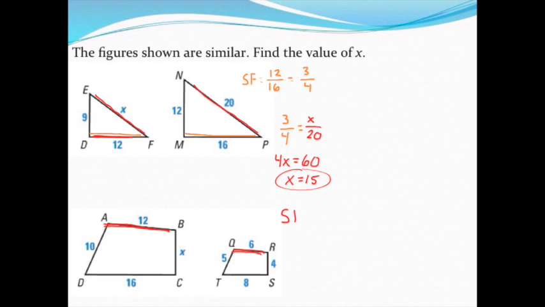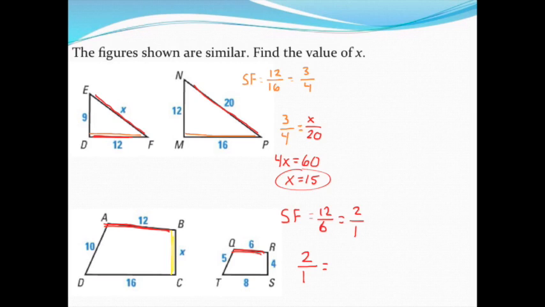Setting up our scale factor then, I can see that I'd have 12 over 6, which of course simplifies to just 2 over 1. In other words, the bigger figure is twice the size of the smaller figure. So using that as the beginning point of my proportion, I'm going to say 2 over 1 is equal to, and now let's find our x and see what side that corresponds to.